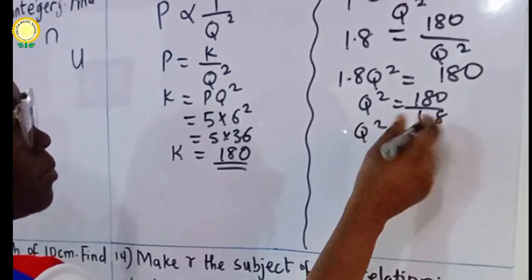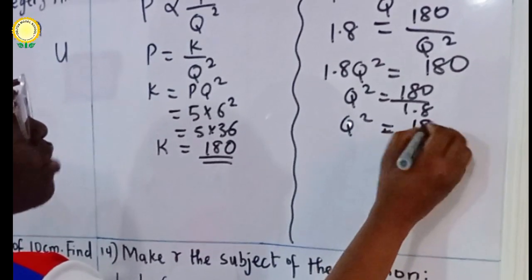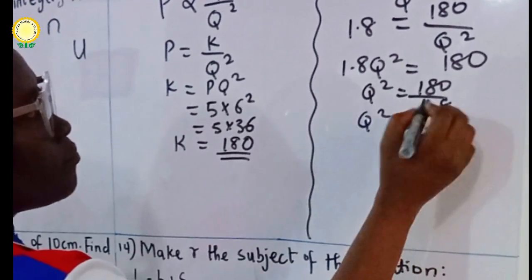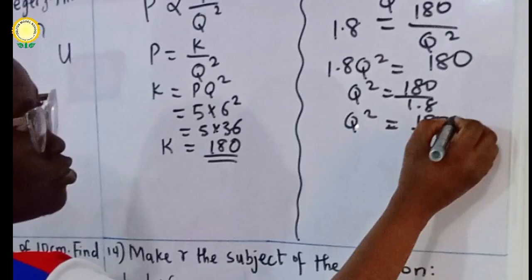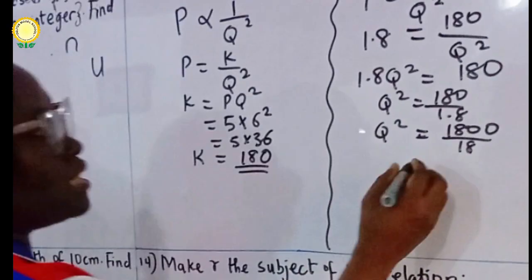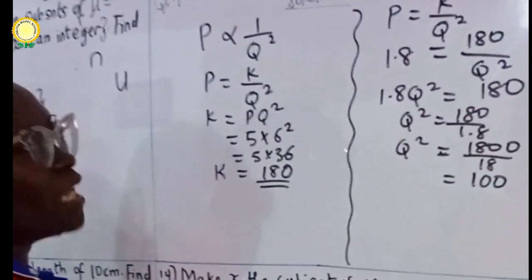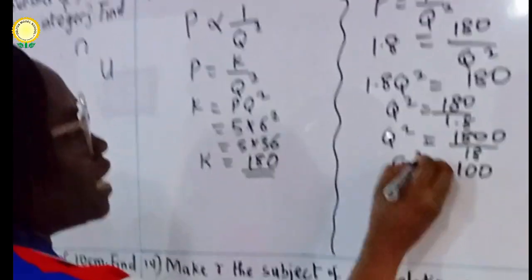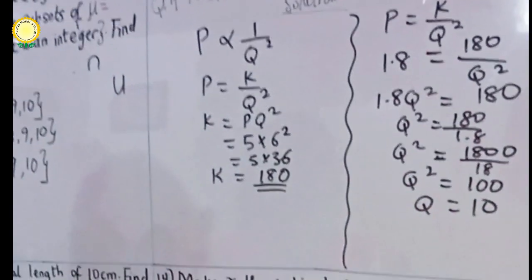Q squared equals, remember, always eliminate your decimal to be on a good side. You have 180 over 18. You have multiplied the denominator by 10 to get 18, so you have to do the same to the numerator. That will give you 1,800 over 18. That gives us what? 100 if you divide by 18. So q squared is 100. Q will be what? The square root of 100, which is 10.